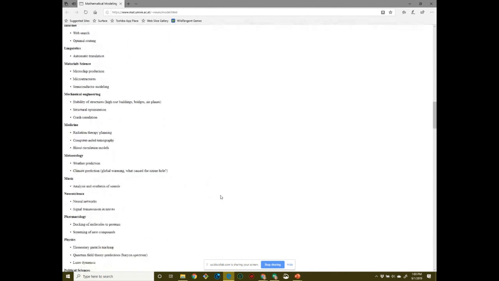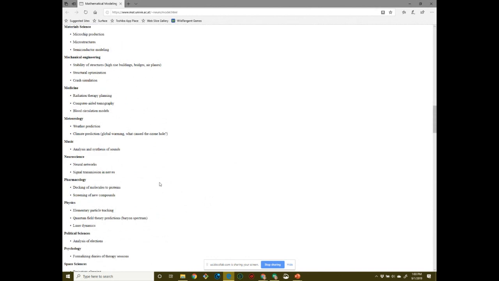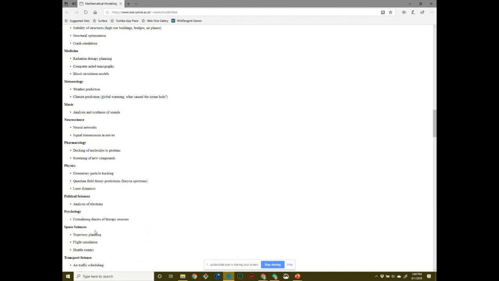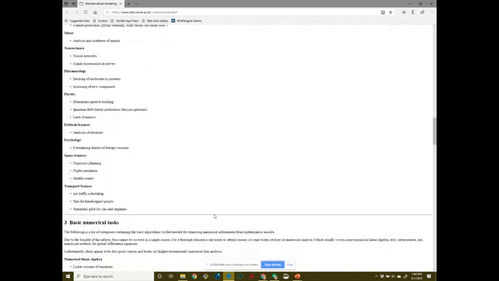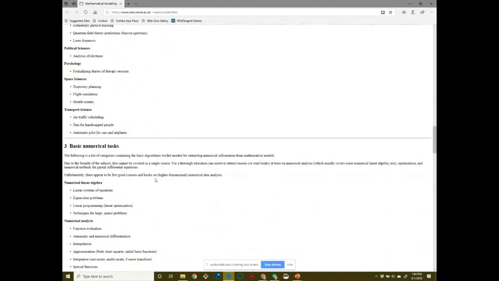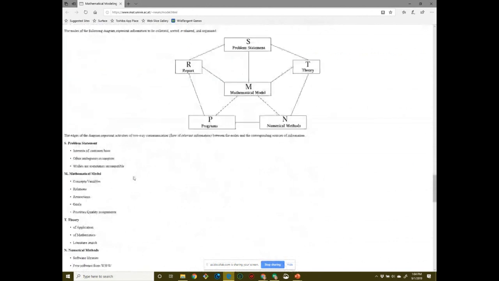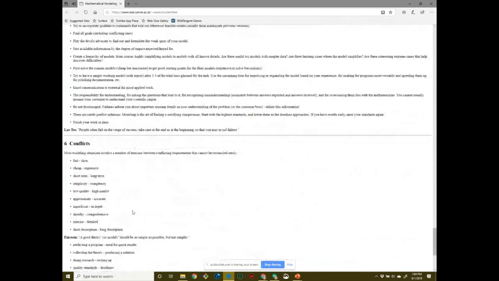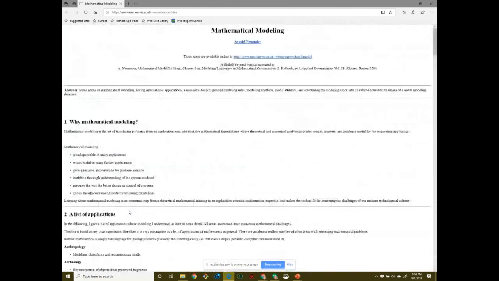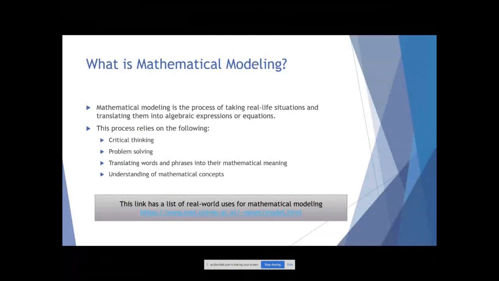Let's see what else may be relevant. Pharmacology, docking of molecules, proteins, screening of new compounds, analysis of elections, formalizing diaries of therapy sessions. And then there's different types of modeling: numerical linear algebra, numerical analysis, data analysis, which is basically statistics, functional analysis, a whole bunch of stuff. And then it goes into a lot more details about how to go through the modeling process. So I recommend taking a look at this. I think this would be very helpful and just gives you an idea of what kind of things we use mathematical modeling for.